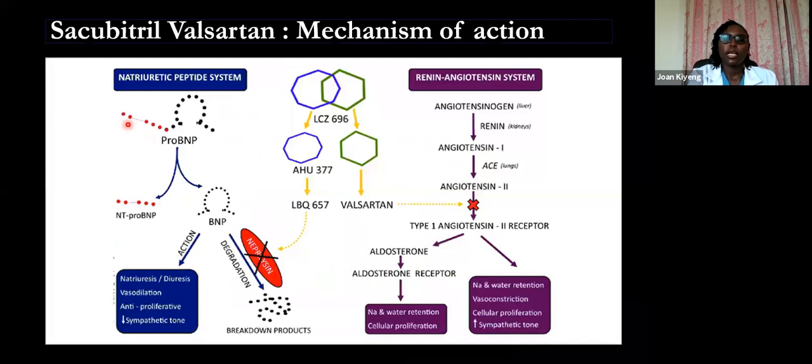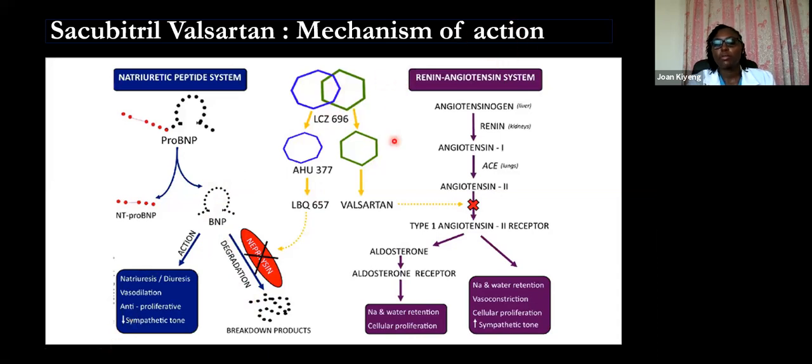And this is how sacubitril valsartan, the drug I was talking about, works. Remember, we discussed the natriuretic peptide system that has very good effects for heart failure. It causes natriuresis, so you diurese, you vasodilate. It is also antiproliferative and reduces sympathetic tone. But this BNP is degraded by neprilysin. The drug that has come now affects the system to block this neprilysin so that it avoids degradation of the BNP, so that the BNP can give you the effect that you want.